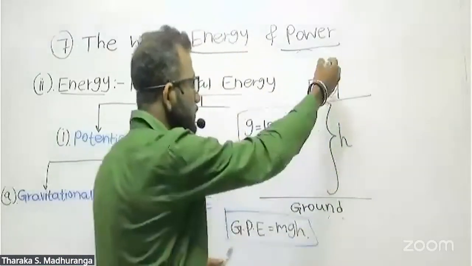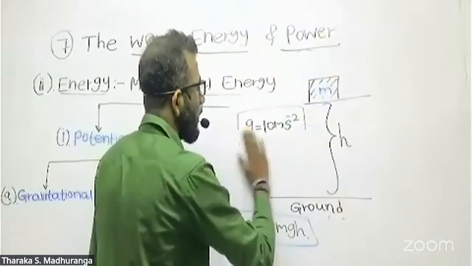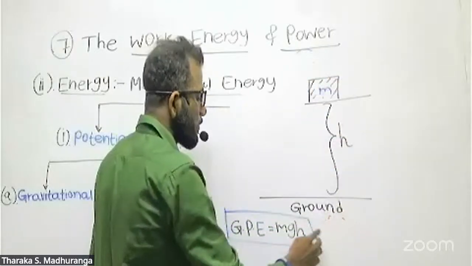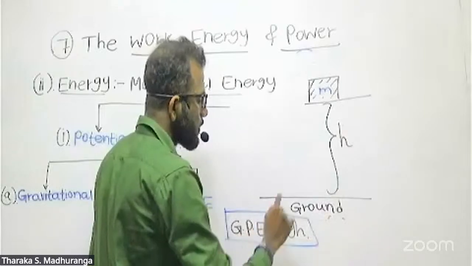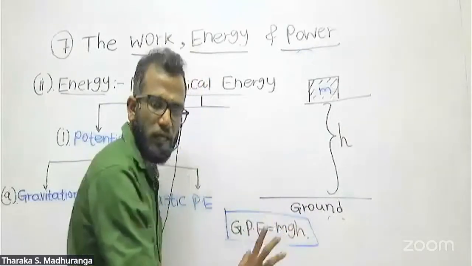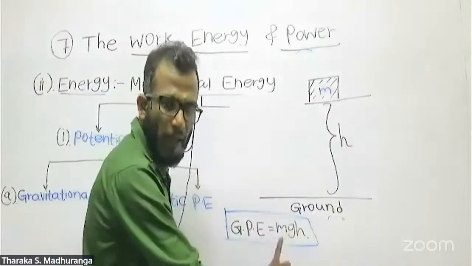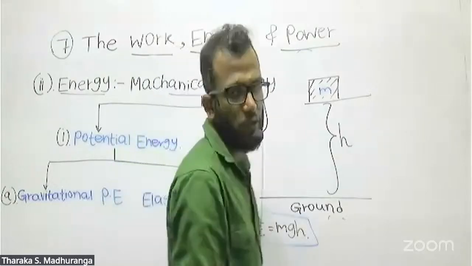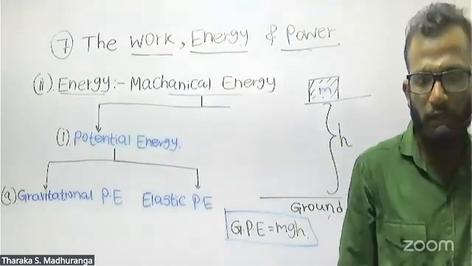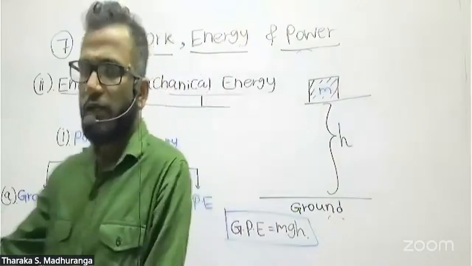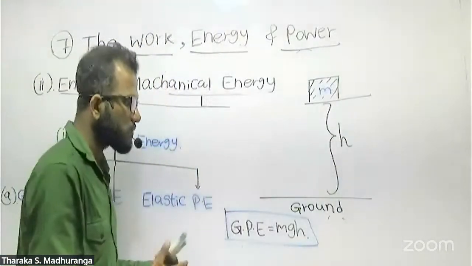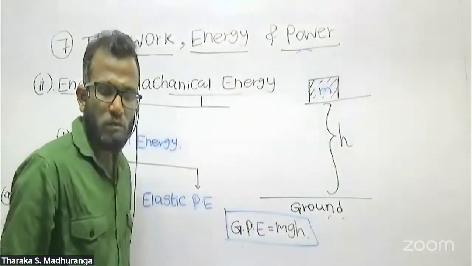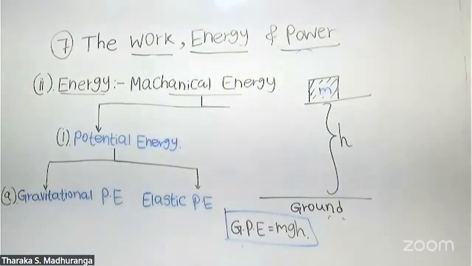First draw this, and the g you already know. Draw this and write down gravitational potential energy equals mgh. m means the mass of the object, g means gravitational acceleration, h means height of the object from gravity level.